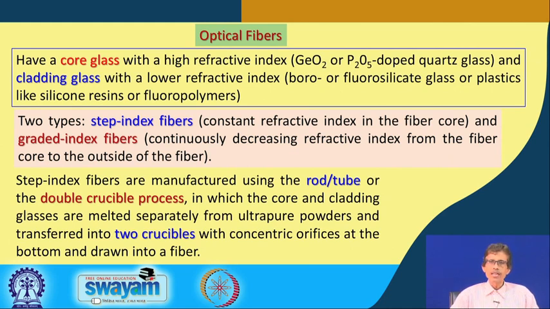So, the purity is very high, and that is why the cost of these glasses is very high, apart from the involvement of GeO2 or P2O5. The purity matters also, because we are dealing with a high precision material. This high precision material you can have only if you have 99.999% purity with respect to a particular material. So, the core is formed from the ultra pure powder we use, and that ultra pure powder is transferred into two crucibles.